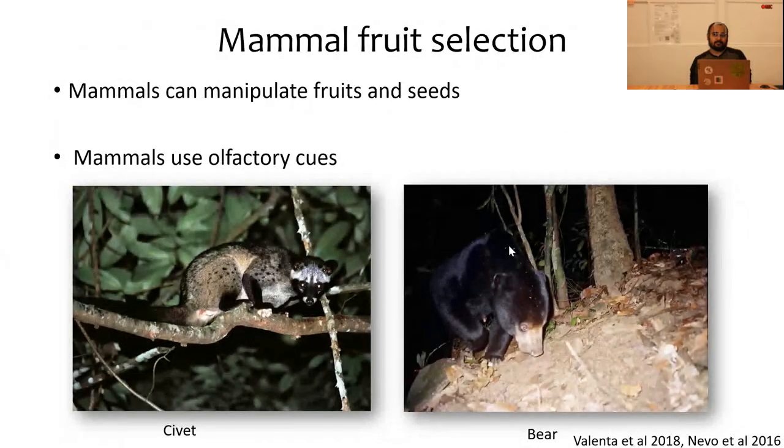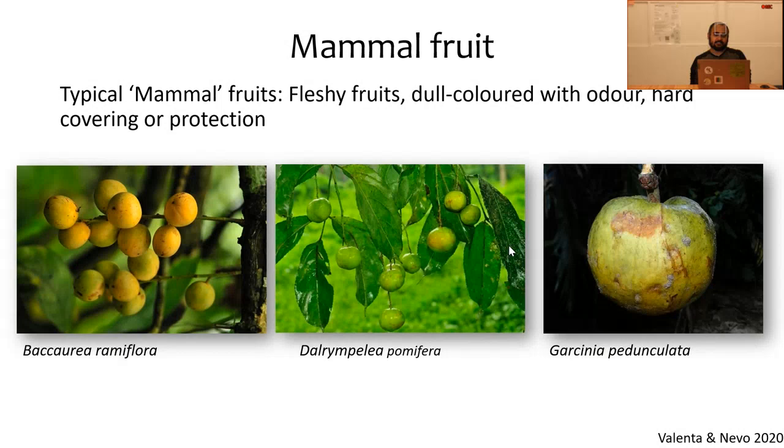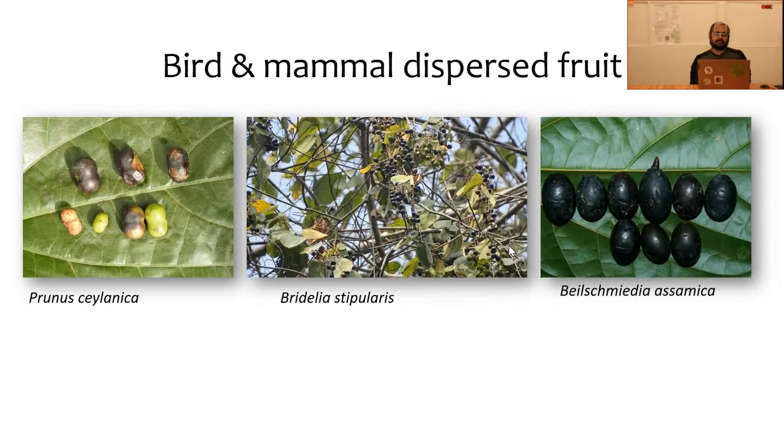Some of the diurnal mammals, like bears or primates, use their visual cues or color and smell both when they select any fruits. But typically, a mammal fruit is described as fleshy. It would be big. It would be dull colored with odor, and it should have a hard covering or protection so that mammals with their hands can manipulate the fruits and seeds. However, there is a set of fruits which are dispersed by both birds and mammals, and they are generally characterized by being black in color and thin in skin. Fruits with these characteristics are generally dispersed by both birds and mammals.